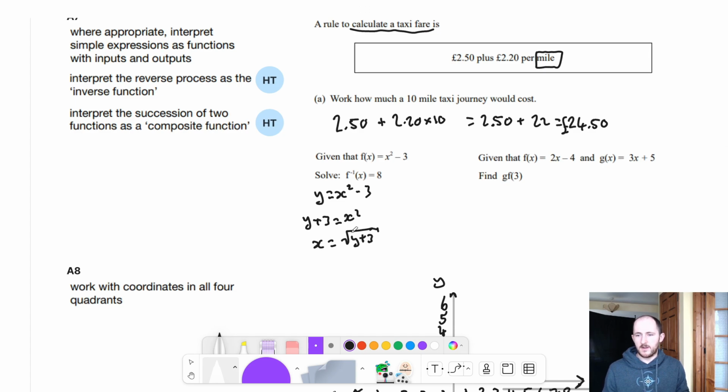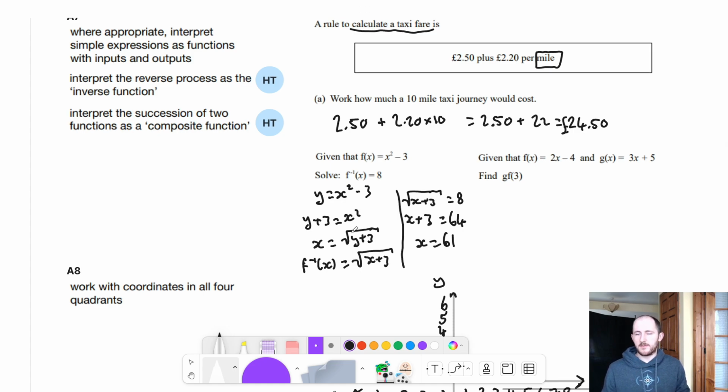So as an inverse function, I would write that as, instead of x, I'm going to write f of minus 1 of x. Instead of y, I'm going to write x. And that would be the final step. Cool. Now it's saying solve that this equals 8. Well, okay. The square root of x plus 3 equals 8. I'm going to square both sides, which gets rid of the square root on the left-hand side. 8 squared is indeed 64. So x is equal to 61.